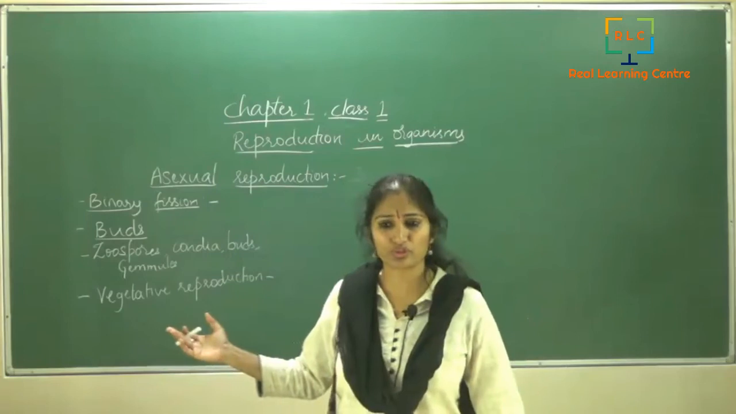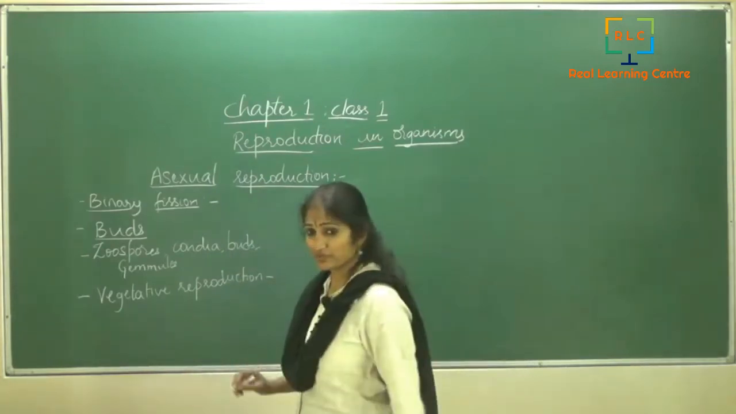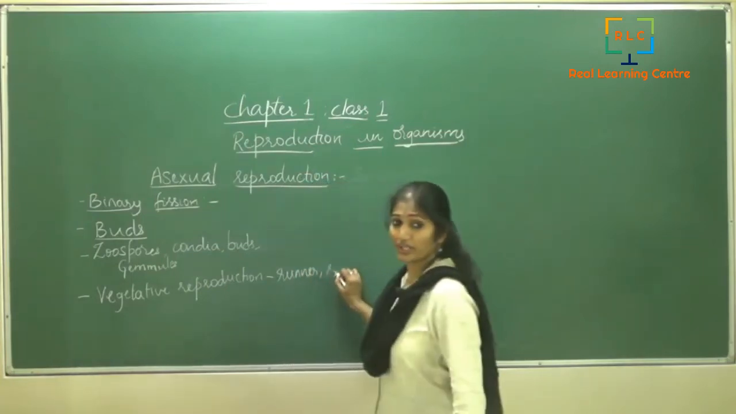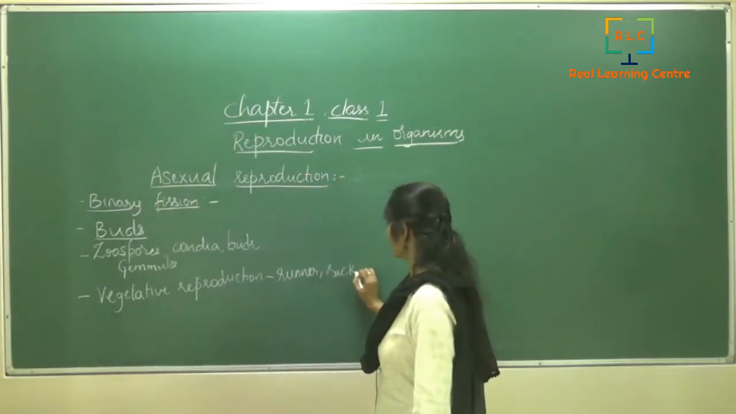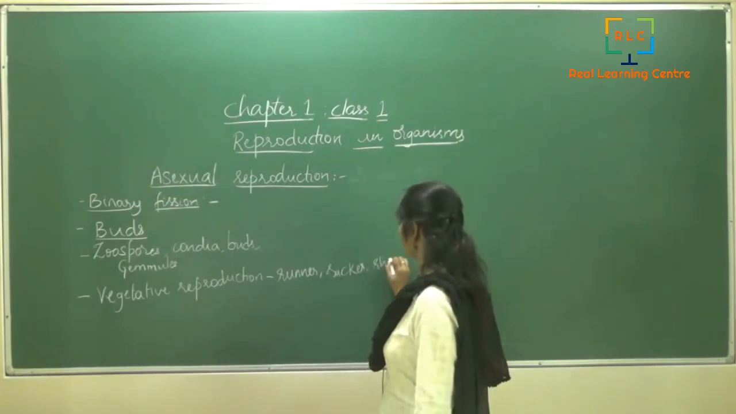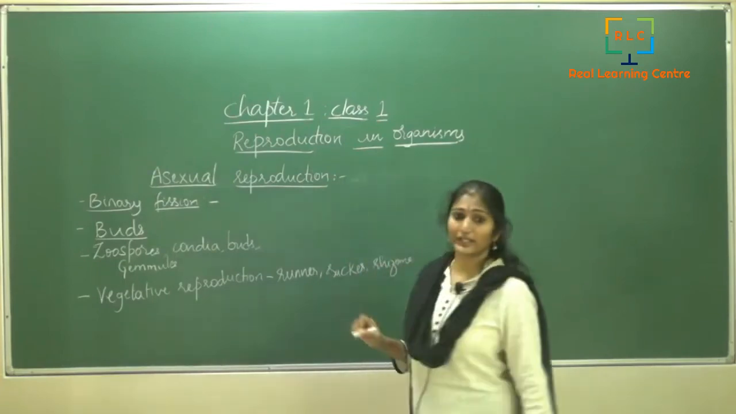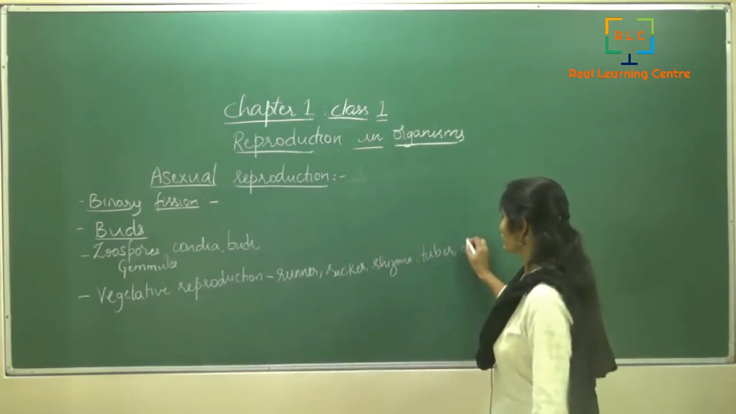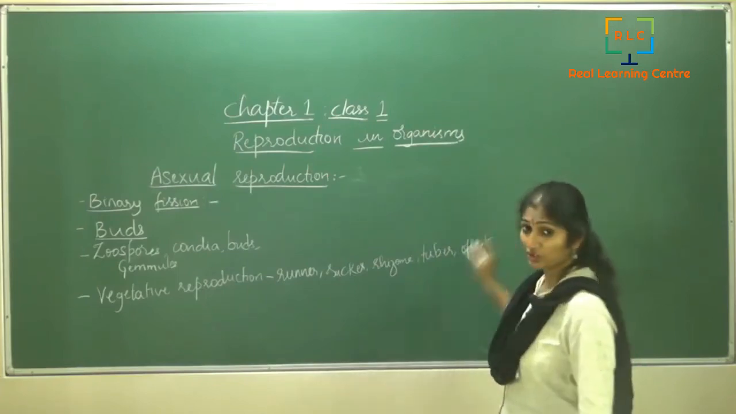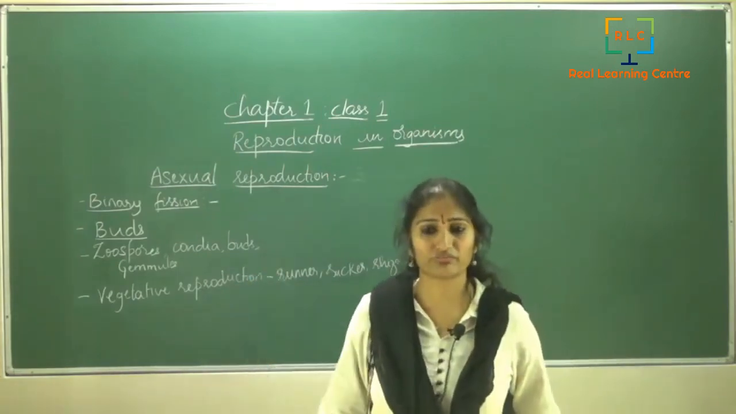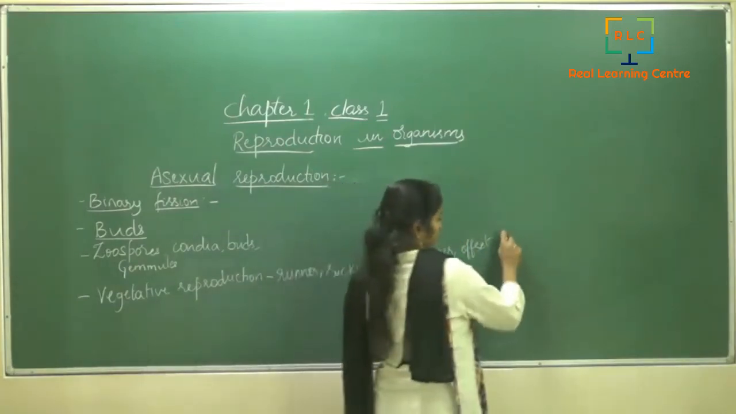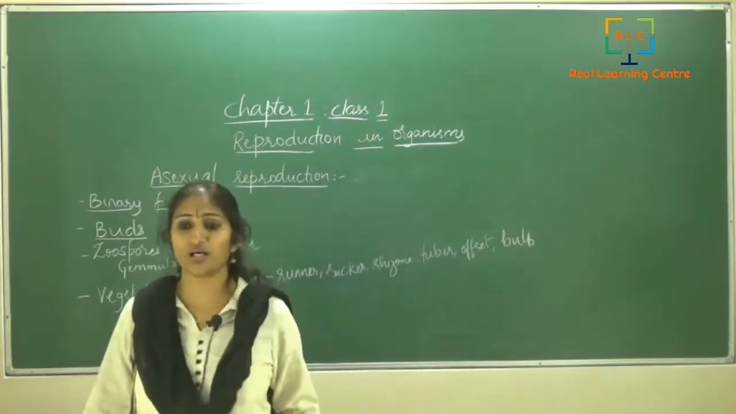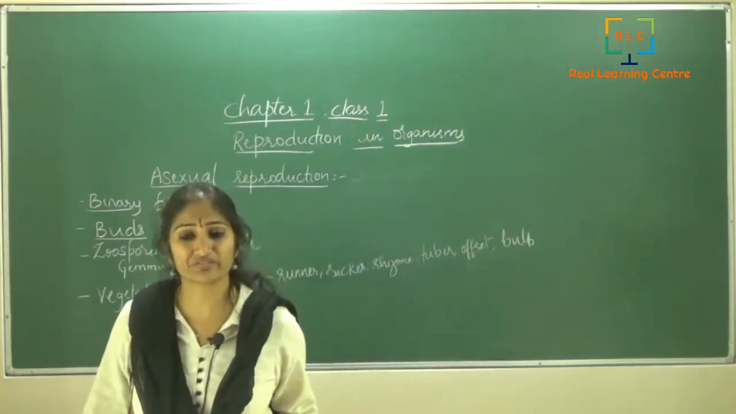Okay, now here I am sure we have learnt that there are many types. So we have types which we call the runner, then we have the sucker, then we have the rhizome, right? Then we also learnt about the tuber, then offset. So we have learnt about all this in our first year classes. Then we have also something that we call the bulb of an onion, the bulb. So all these are what we call vegetative reproduction.